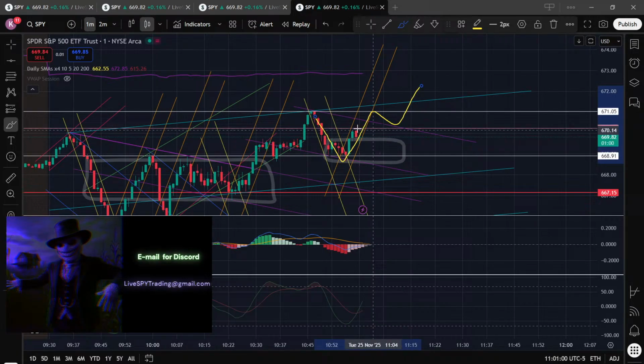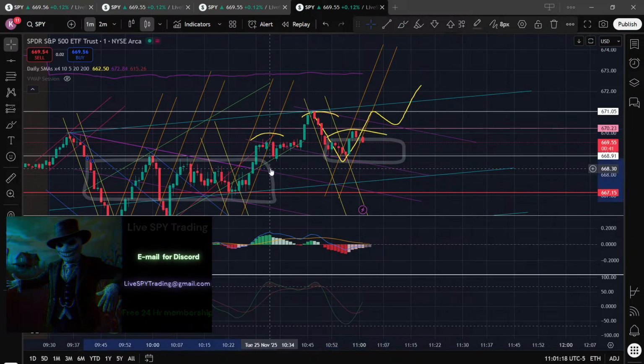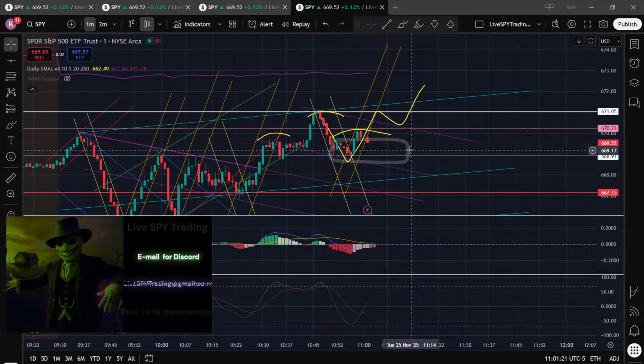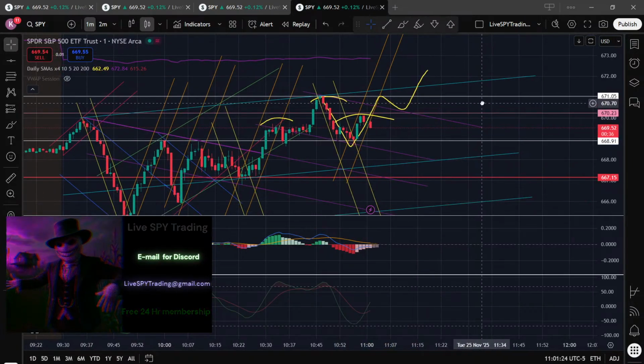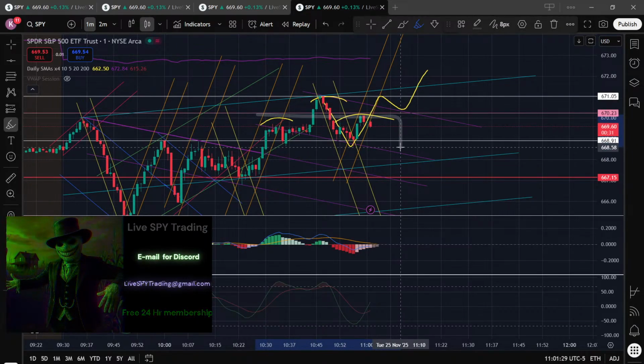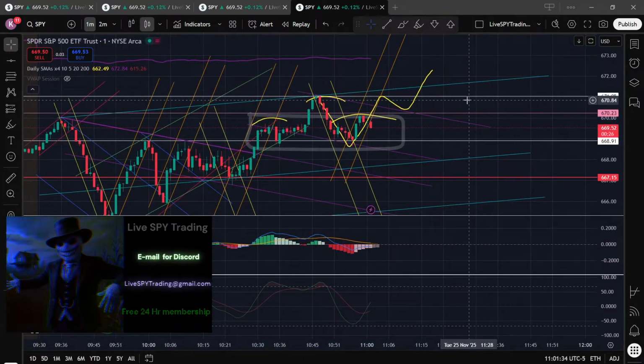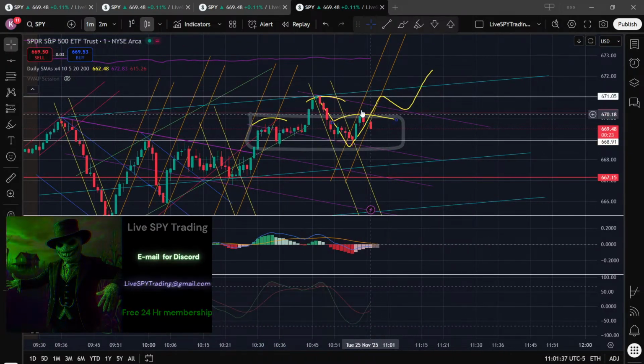But if we can't get the strength to get above pink, then it's, look, watch. That's just gonna be this, this, and this. So this liquidity box here, let me show you, is gonna hold the key. So we need to see which way this one fades.